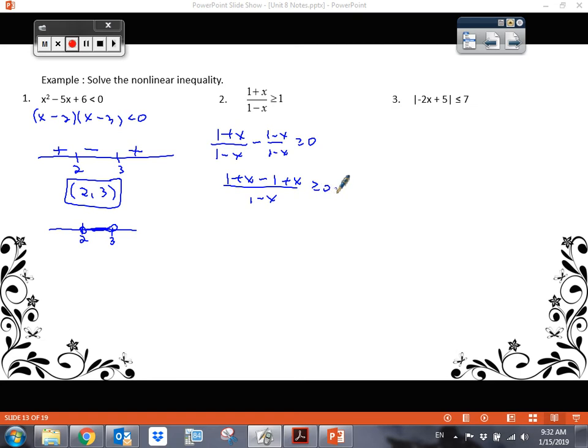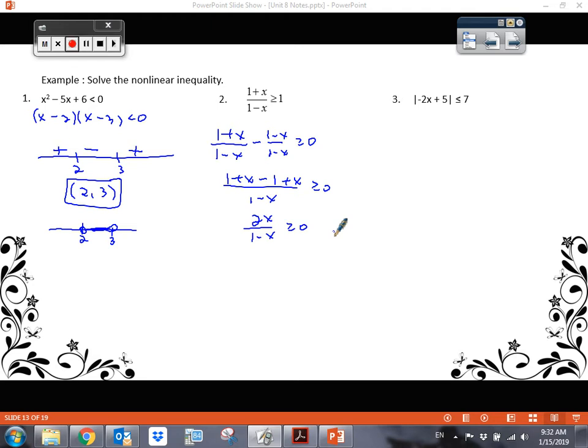Okay, combining like terms, the 1's go away, and I have 2x over 1 minus x is greater than or equal to 0. Now to get the numbers for my sign analysis, I guess I'm just going to write it out this time. There was a little confusion earlier today. I'm going to find the zeros of that fraction, which means I set the numerator equal to 0, and I'm going to find the undefineds, which means I set the denominator equal to 0.